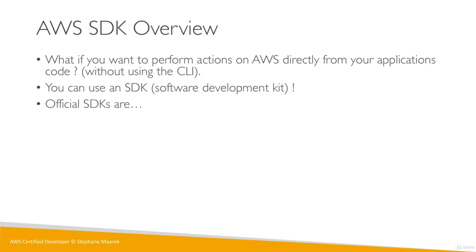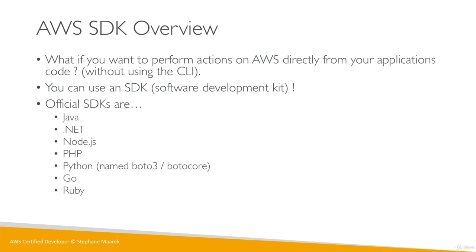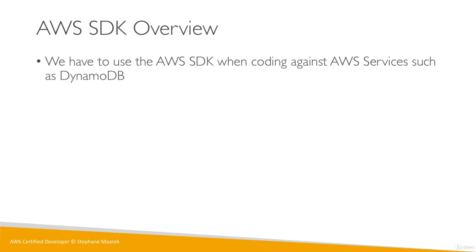And so there's official SDK and there's unofficial SDK, but official SDK are Java, .NET, Node.js, PHP, Python, Go, Ruby, C++. I mean, there's a lot of languages and most languages support the AWS SDK anyway. It turns out that if you ever hear someone say Boto 3 or Botocore, that's also an alternative name for the Python SDK. So I'm pretty sure that as a developer, your language is in there, and if it's not, if you Google it, you'll find an AWS SDK for your language. So the SDK is really useful when we start coding against AWS services such as DynamoDB.